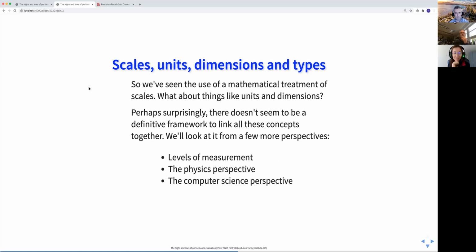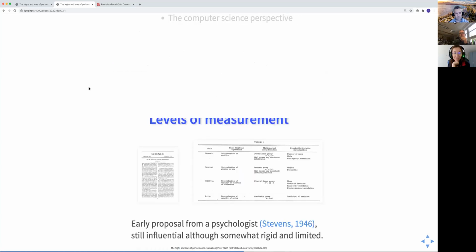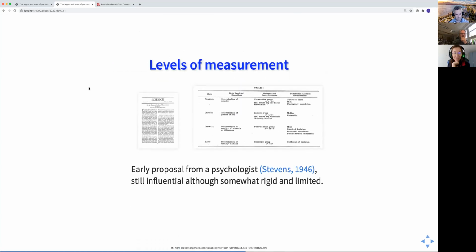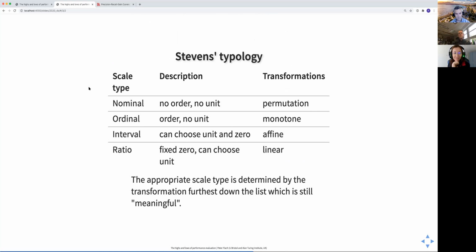So the first is something that's known as Stevens' levels of measurement. This was published in 1946 in Science, so the paper is linked behind here. The basic idea is that we have these scale types, and this is probably very familiar to machine learners. So we have nominal attributes, so just names, no order, there's no unit. And admissible transformations are that you can permute, you can change the names as long as there are still the same number of names there.